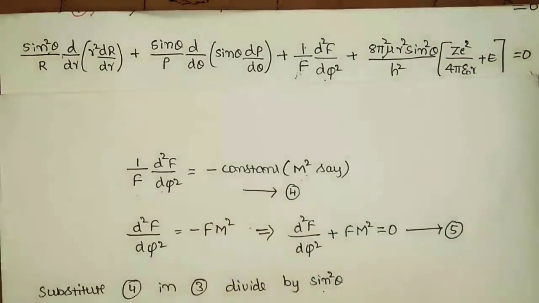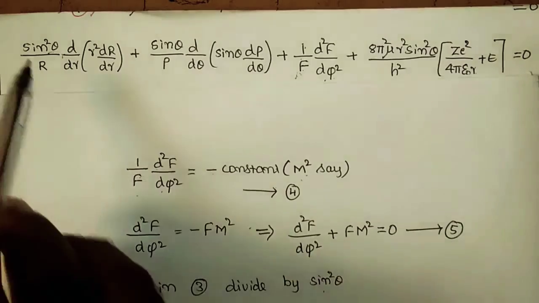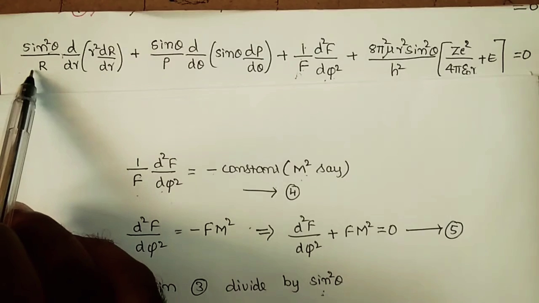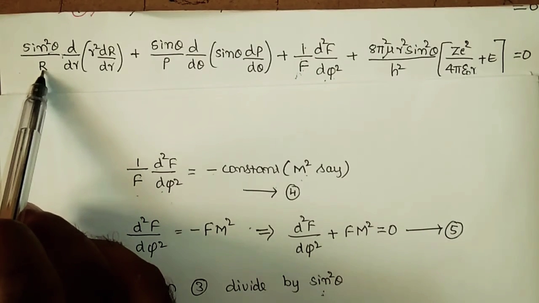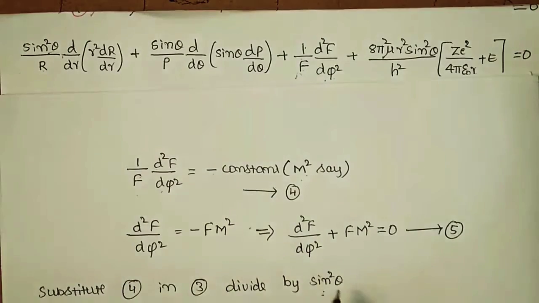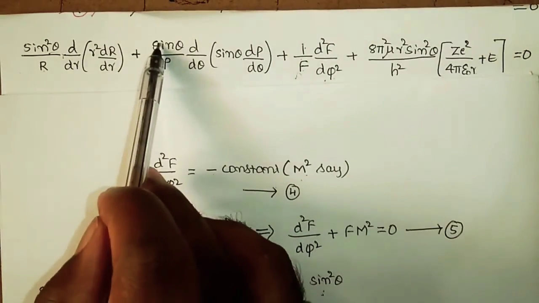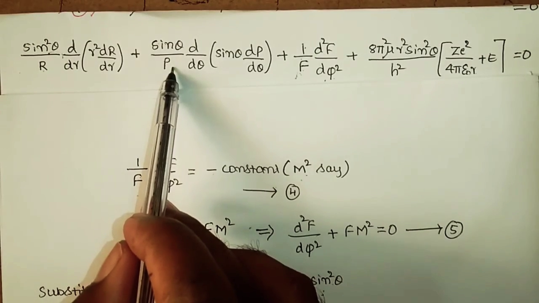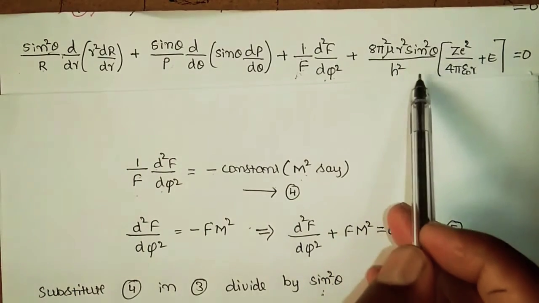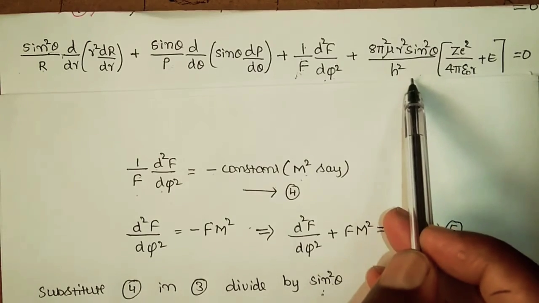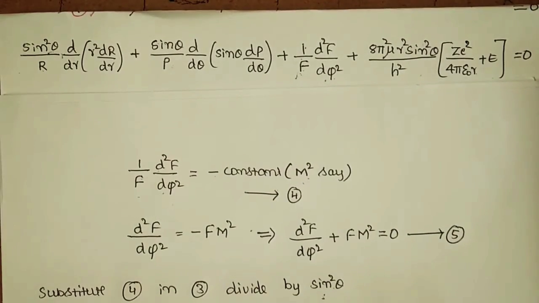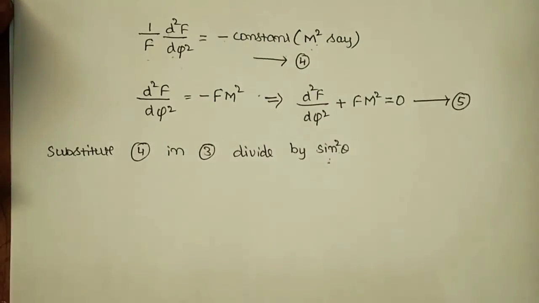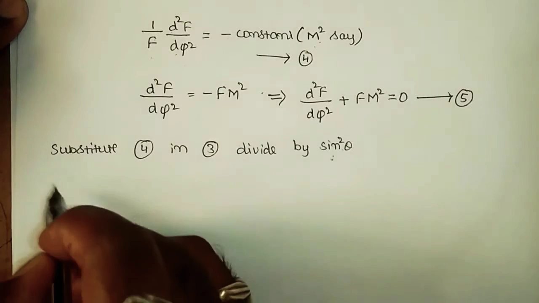So here, if you divide by sine square theta, the sine square theta that comes at the denominator will get cancelled and we are left with only r. And when you divide here, this sine square theta and sine theta will get cancelled, and here we remain with one more sine theta, and here sine square theta will get cancelled. So all those things can be written in this way. So now the equation will turn to this form.